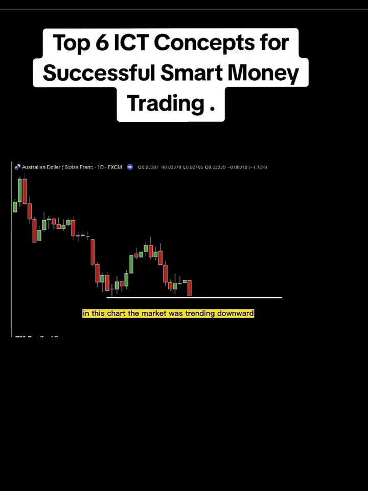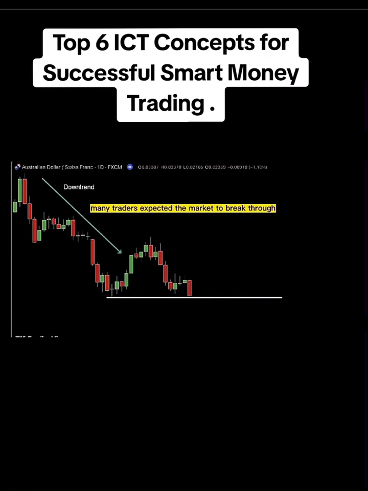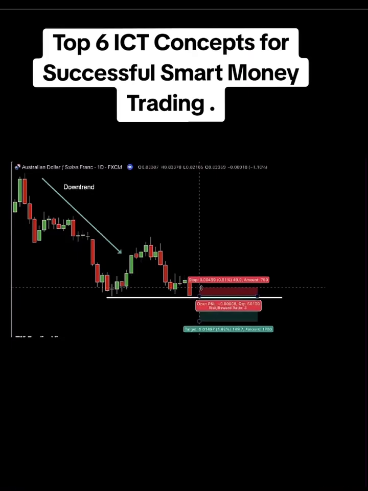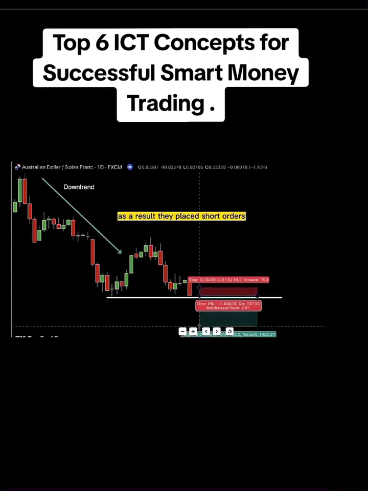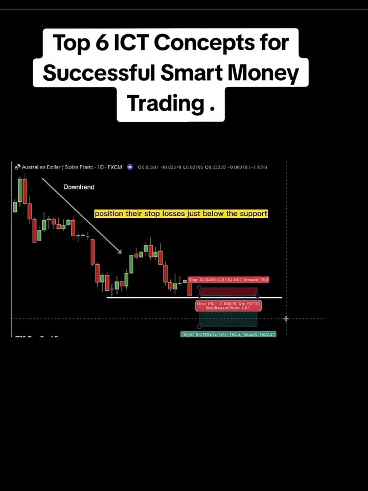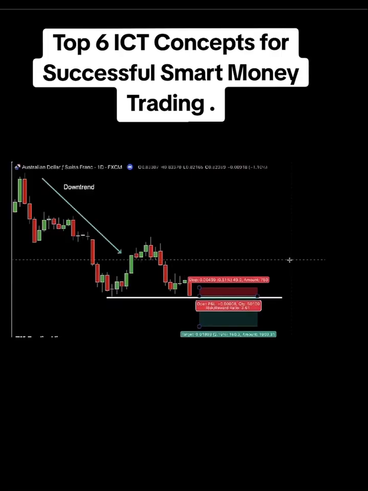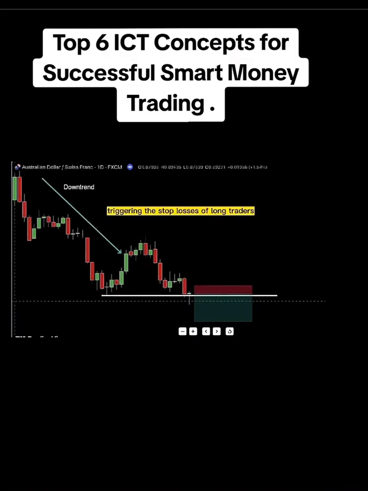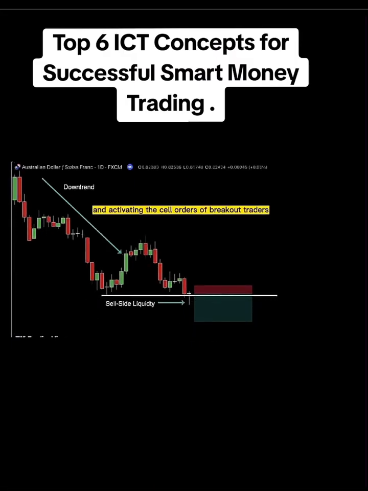In this chart, the market was trending downward and approached a significant support level. Many traders expected the market to break through this support and continue lower. As a result, they placed short orders, while traders going long positioned their stop losses just below the support. What happened next? The market briefly broke below the support level, triggering the stop losses of long traders and activating the sell orders of breakout traders expecting a continuation downward.